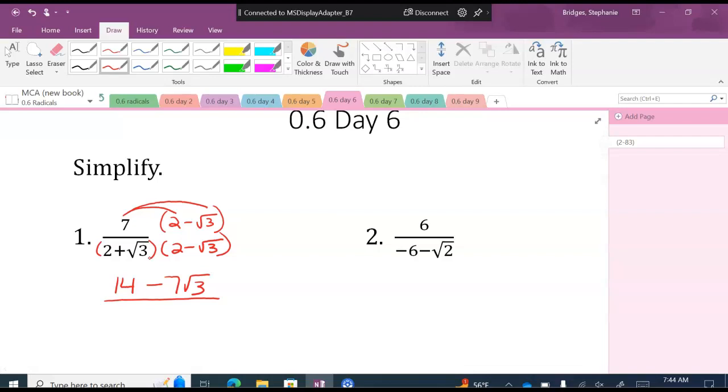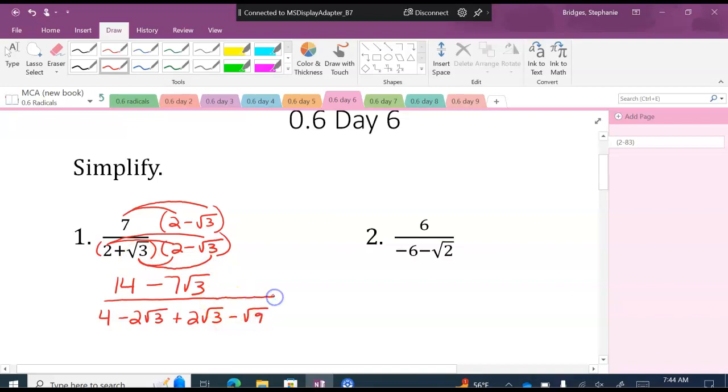So we're going to start just like we did yesterday. We go 2 times 2, which gives us 4. 2 times a negative square root of 3, which is a negative 2 square roots of 3. A positive square root of 3 times 2 is a positive 2 square roots of 3. And then a square root of 3 and a negative square root of 3 gives me a negative square root of 9. Okay, so all I did was FOIL that denominator just like we multiplied yesterday.